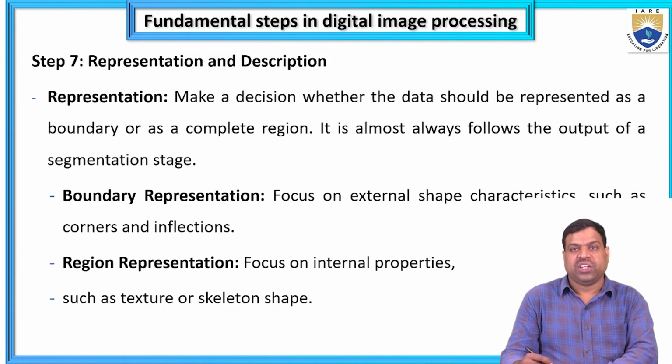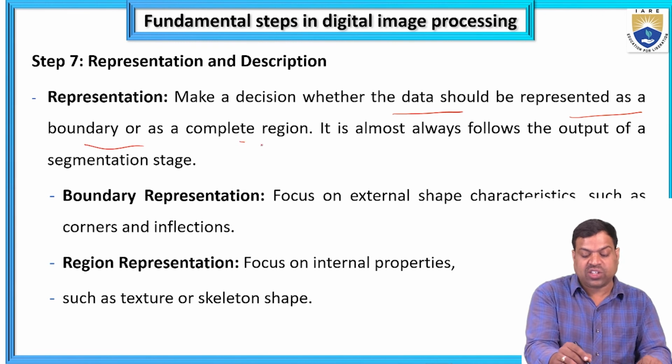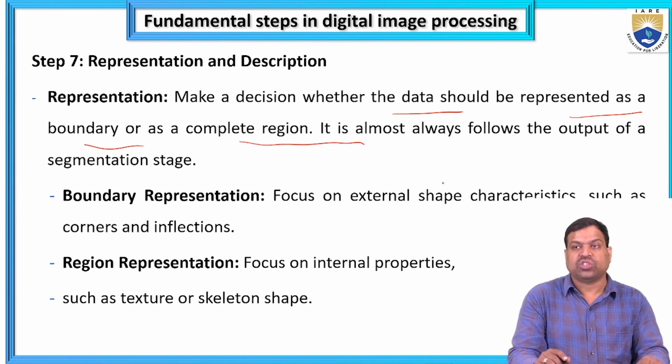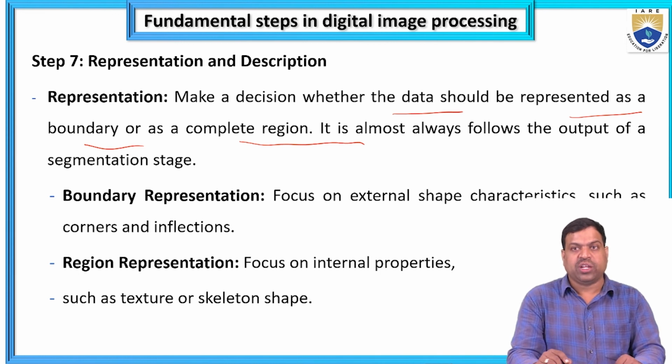So how are we representing and describing? We make a decision whether the data should be represented as a boundary or as a complete region. It almost always follows the output of a segmentation stage. In image segmentation we represent what the image is and what the description of the image is. Boundary representation focuses on external shape characteristics such as corners and inflections.